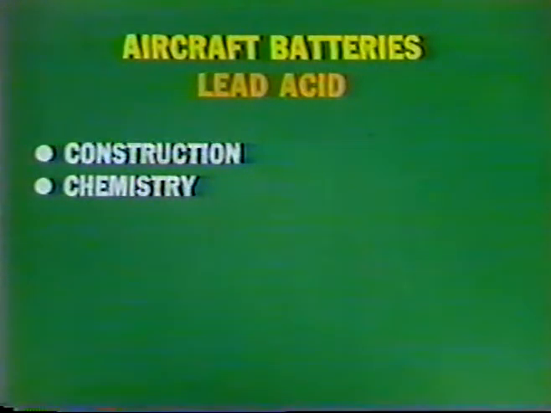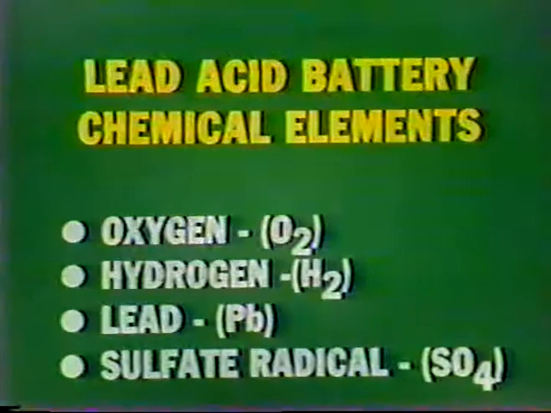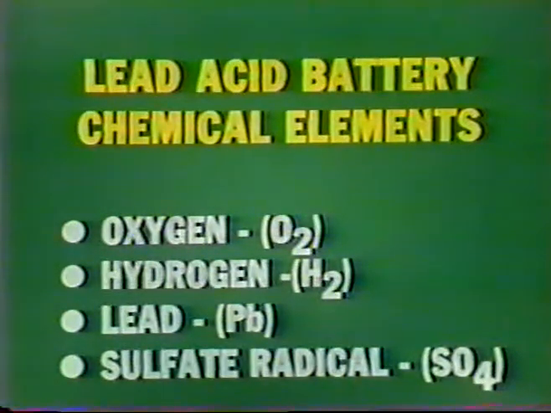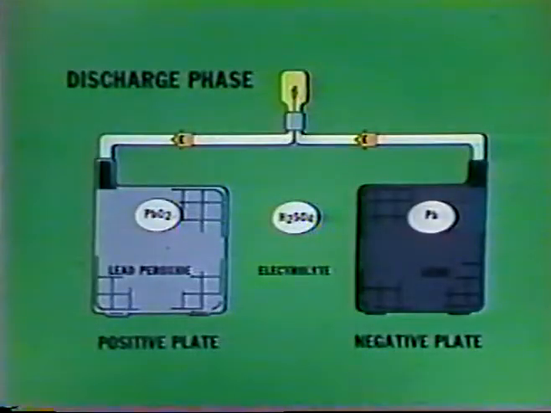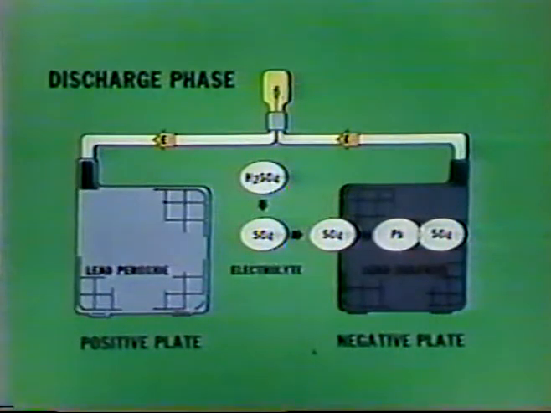Lead-acid battery chemistry. Four elements are involved in the chemical action which takes place in the lead-acid battery: oxygen, O2, hydrogen, H2, lead, Pb, and a sulfate radical, SO4. During the discharge phase, electrons flow through a conductor from the lead plate to the lead peroxide plate. As the lead loses some of its electrons, a chemical change takes place.